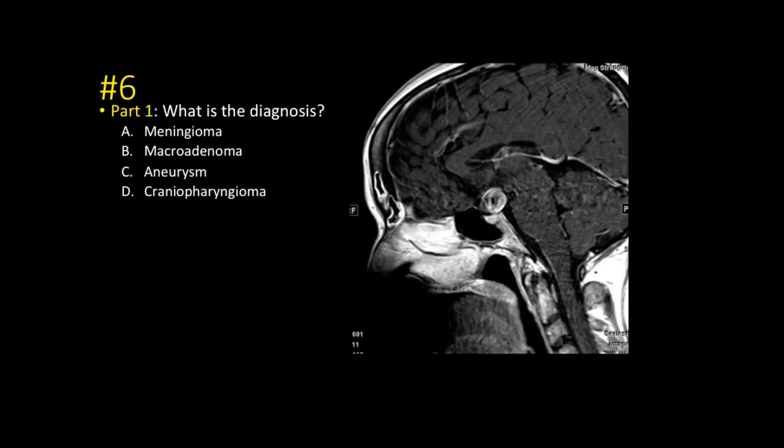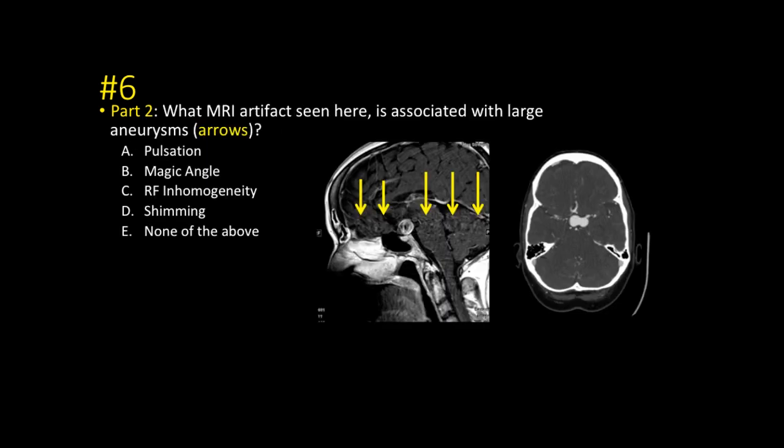Question 6, another two-part question. What is the diagnosis of this suprasellar lesion? It's a post-contrast image, so it would have to be something enhancing. And you can see there's an artifact running through the image as well, which gives it away. It's an aneurysm. The arrows depict that artifact, and what is the name of this artifact? Pulsation artifact caused by the aneurysm, which is a type of ghosting artifact.